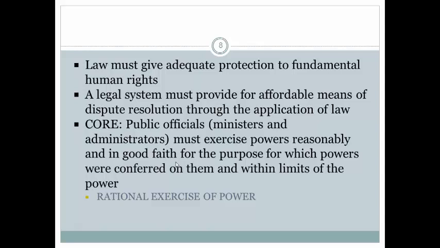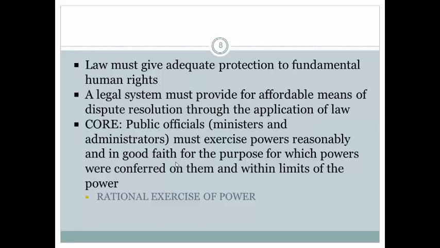And then Lord Bingham identifies this as the core, and I think I've alluded to this on a number of occasions. All public officials must exercise their powers reasonably and in good faith and for the purpose for which the power was given. If I was given the power as a police officer to arrest criminals to prevent crime, I cannot arrest people because I'm trying to evade my creditors. I have to exercise the power that was given to me rationally, reasonably, in good faith, and for the purpose for which that power was given.